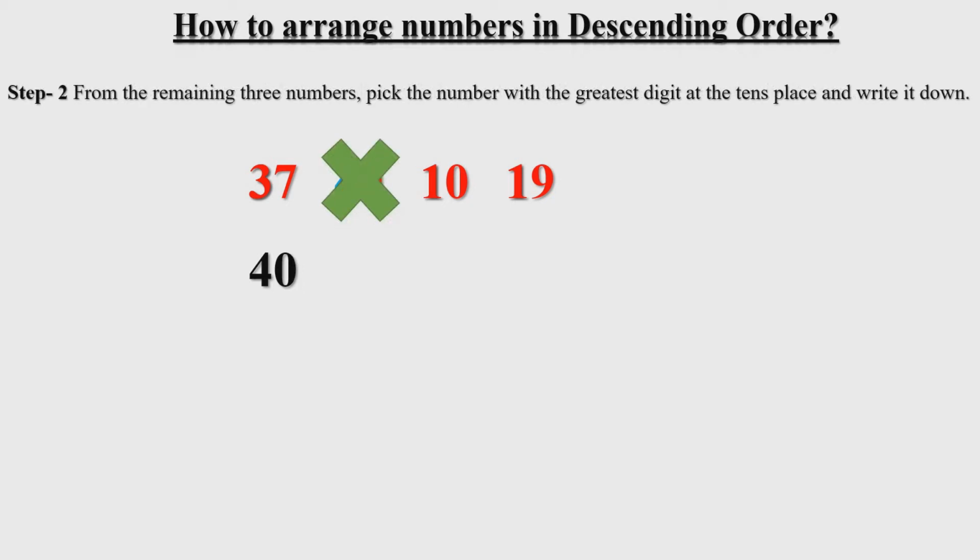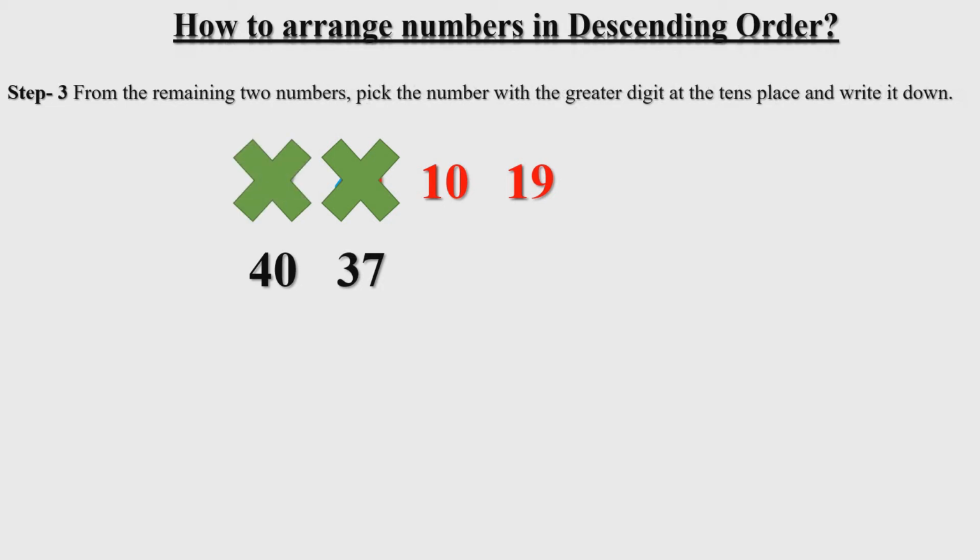Step 2. From the remaining 3 numbers, pick the number with the greatest digit at the tens place and write it down. Which is the greatest digit in these 3 numbers? It is 3 of 37. So, we will write 37 in answer and cut it from the question.